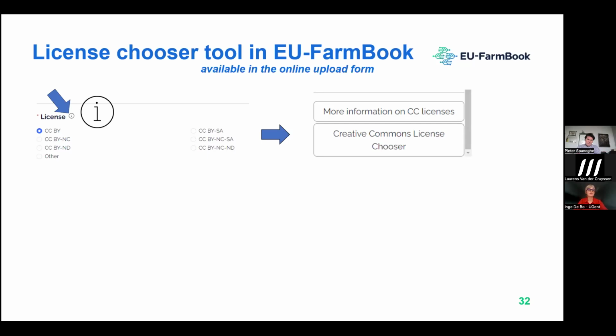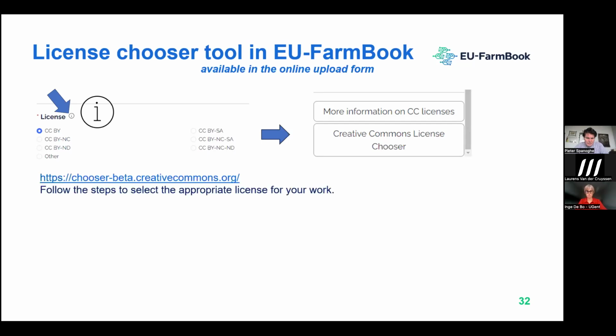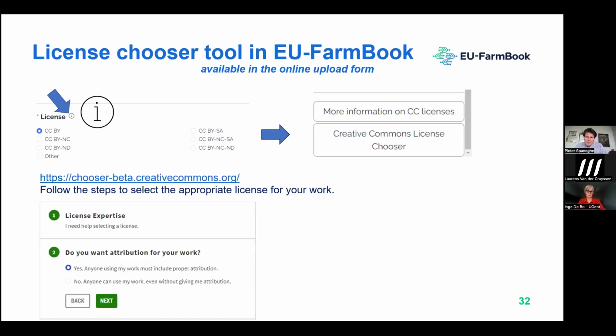So there, CC BY is the default, but you can change it. And the moment you want to change it, you click on the E symbol for help. And if you scroll down, you can see this Creative Commons license chooser. Another option is you just Google, or you go to this link and you have these steps.